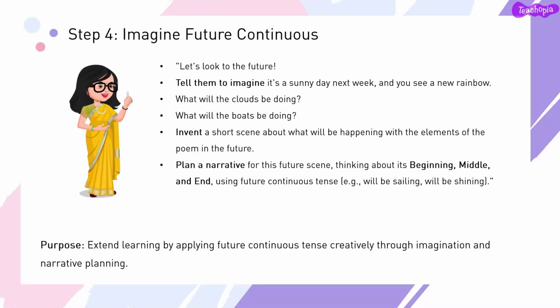Let's look to the future. Tell them to imagine it's a sunny day next week and you see a rainbow. What will the clouds be doing? What will the boats be doing? Invent a short scene about what will be happening with the elements of the poem in the future. Plan a narrative for this future scene, thinking about its beginning, middle, and end using future continuous tense. For example, will be sailing, will be shining. Here the purpose is to extend their learning by applying future continuous tense creatively through imagination and narrative planning.